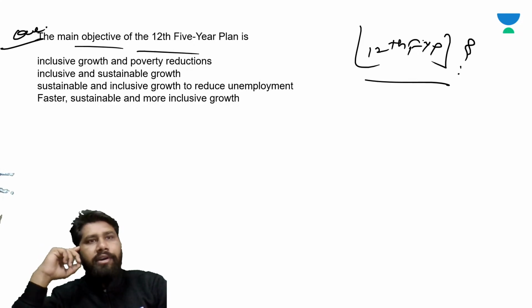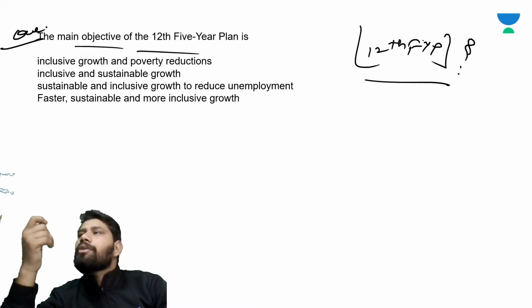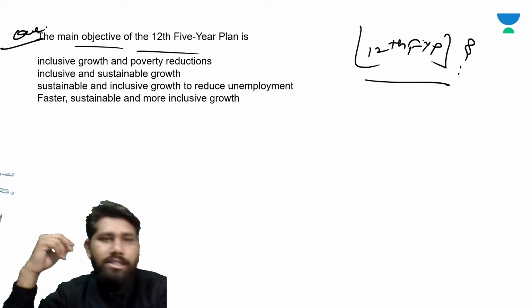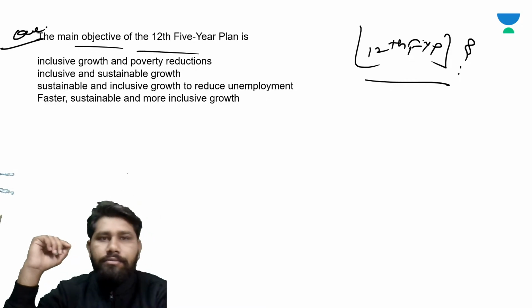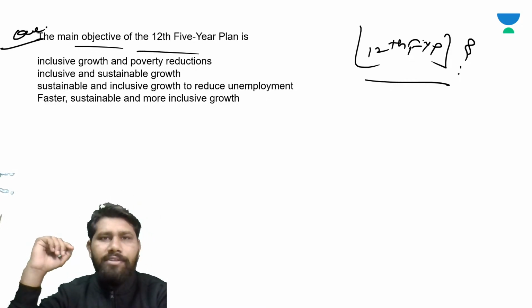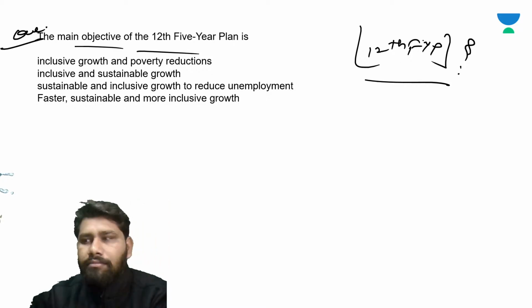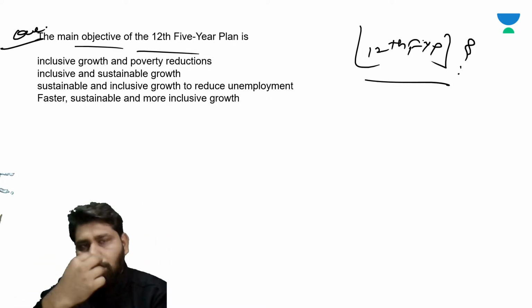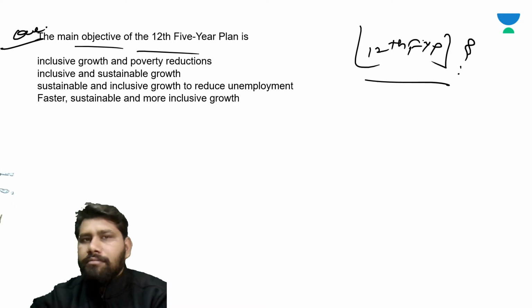Inclusive growth and poverty reduction. Inclusive and sustainable growth. Sustainable and inclusive growth to reduce unemployment. And faster, sustainable, and more inclusive growth. So, which of the given statements is correct in this regard? Answer it fast, guys.